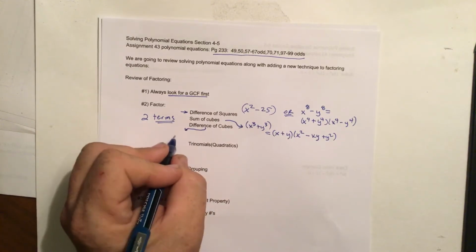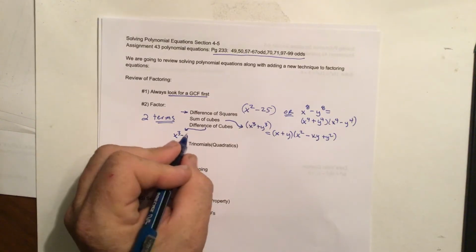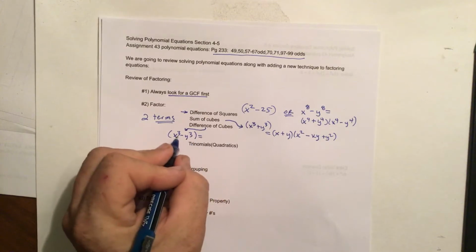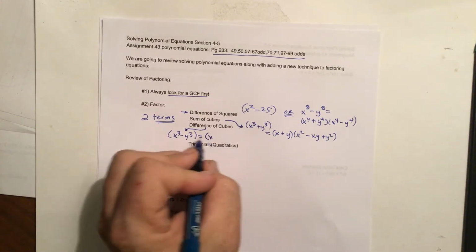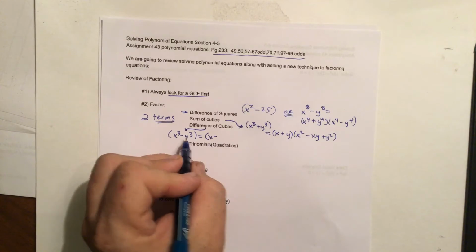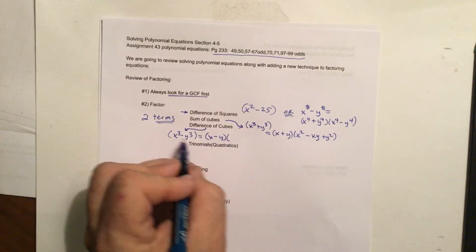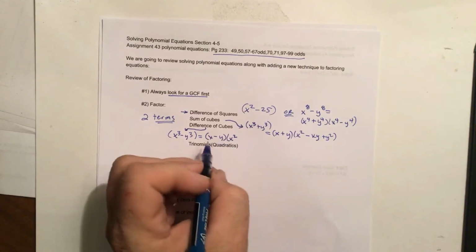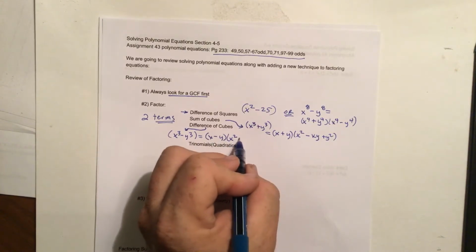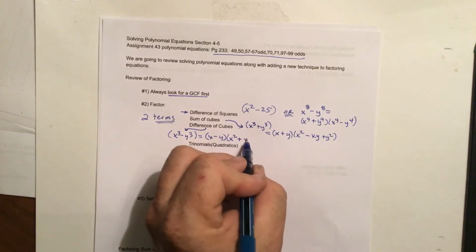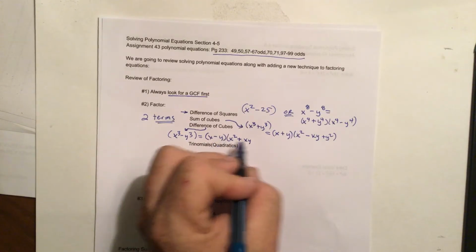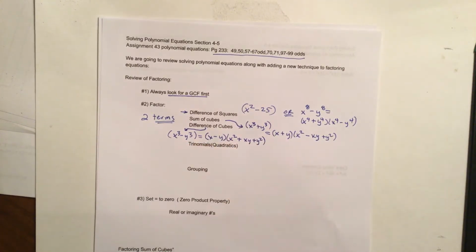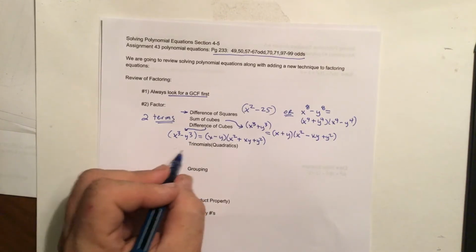So if we do the difference of cubes, x cubed minus y cubed, it's the cube root of the first one, x, minus the cube root of the second one, y, times the first one squared, change the sign, x times y, plus y squared. So those are pretty straightforward. It's a memorization thing. If you don't memorize it, you're probably not going to get the answer right, so you're just going to have to deal with that.